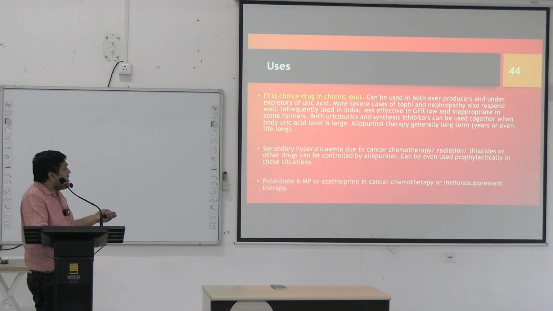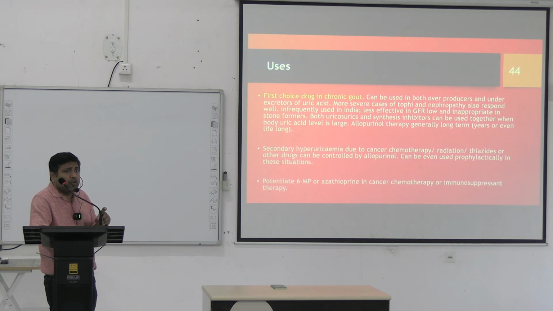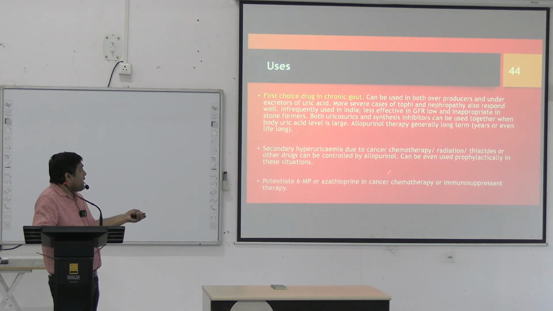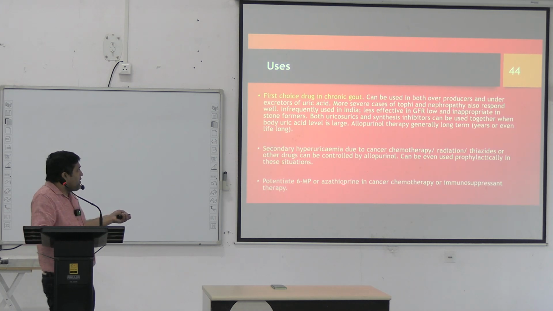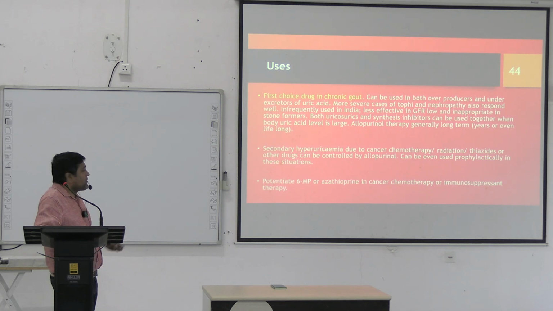Secondary hyperuricemia due to cancer chemotherapy, radiation, thiazide or other drugs can be controlled by allopurinol, not by probenecid. It can even be used prophylactically in these situations. It potentiates 6-mercaptopurine or azathioprine in cancer chemotherapy or immunosuppression therapy.